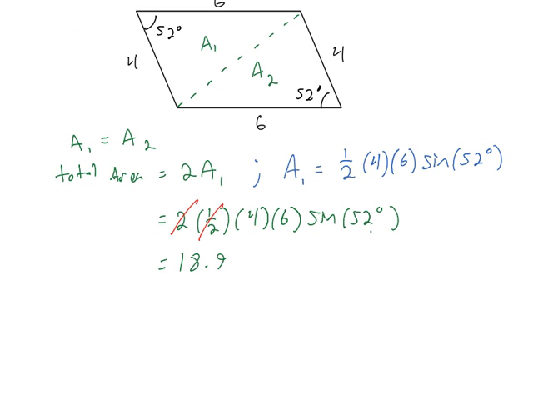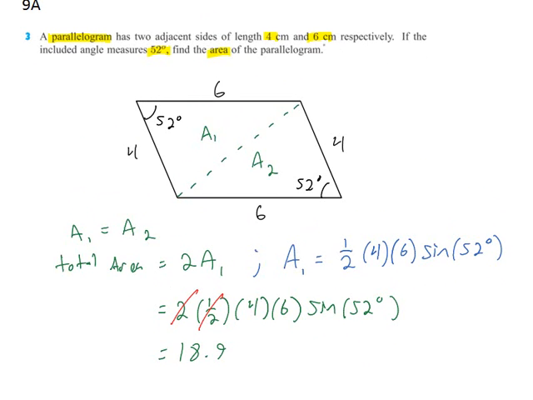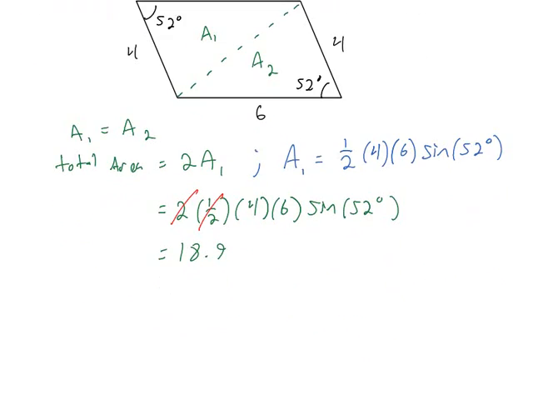We'll have to use our calculator because 52 degrees isn't one of the major angles that we're supposed to have memorized. So we have 18.9. The sides were given in centimeters, so the area will be in square centimeters.